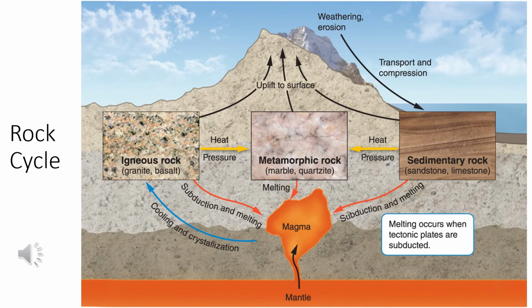Lastly, we have sedimentary rock. It can be weathered, eroded, and compressed to form sedimentary rock. That comes from igneous or metamorphic. Sedimentary rock can also undergo subduction and melting and produce the magma that's used to produce igneous rock. If sedimentary rock is put under heat and pressure, it can also form metamorphic rock.